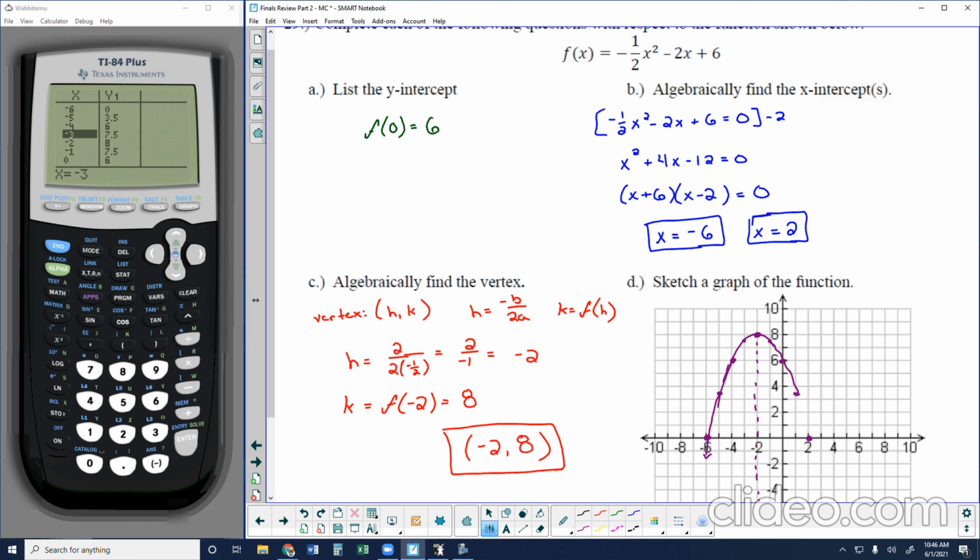So after we find the locations algebraically, we can use those locations to help sketch the curve as well as the graphing calculator. And this looks like a good place to kind of finish part 2 of our review.